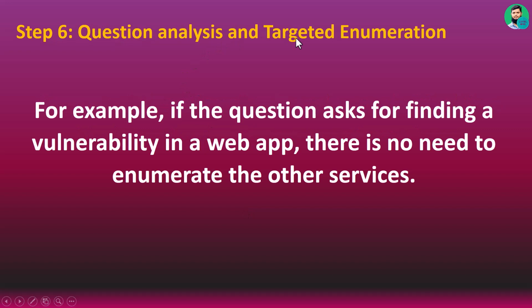Step 6. Question analysis and target enumeration. Focus on analyzing the questions and perform targeted enumeration instead of random enumeration of all the services. Target only the appropriate services or the port number mentioned in the question and leave the rest unexplored. For example, if the question asks for finding a vulnerability in a web app, there is no need to enumerate the other services as well.